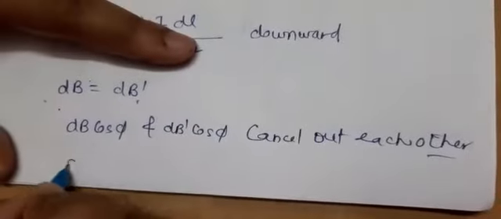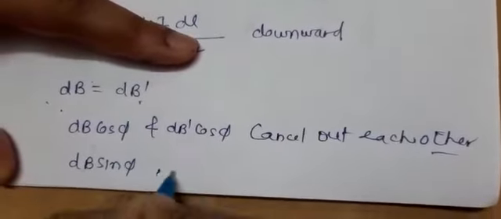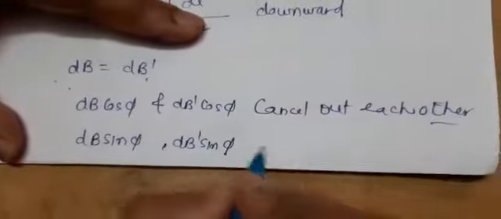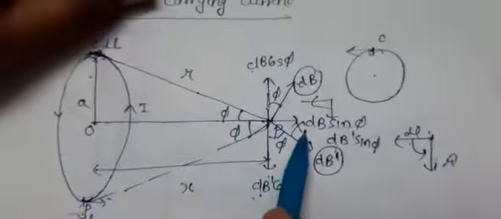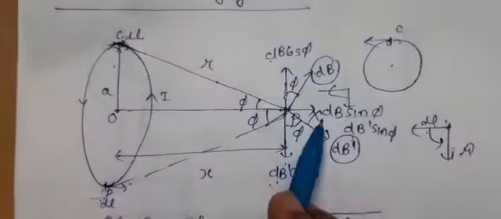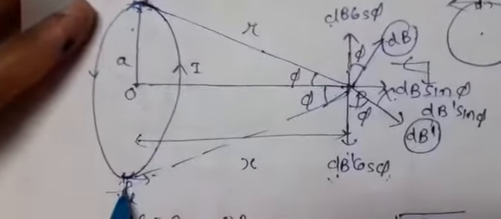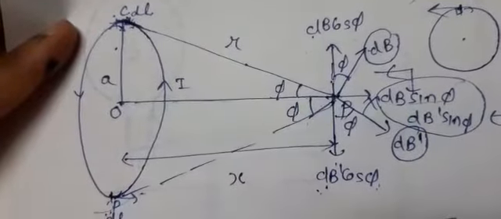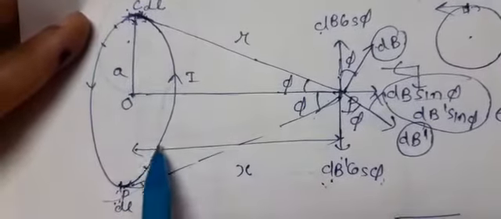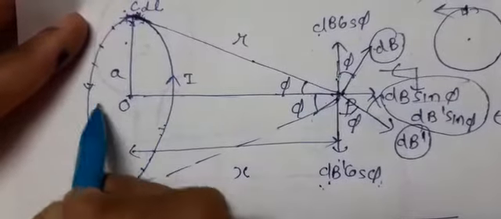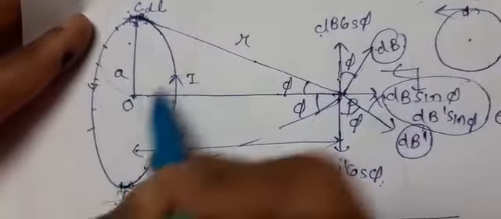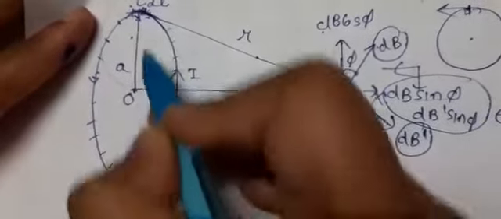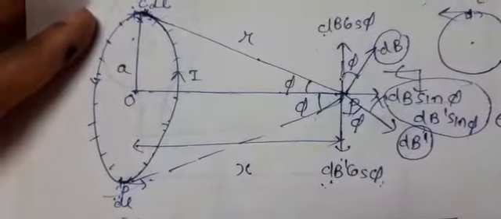So what is the magnetic field left? The one which is added: dB sin phi and dB dash sin phi. This is acting along the x-axis, OX, or along the x-axis. Due to these diametrically opposite ends, we are left with these two components. So if we imagine another pair of diametrically opposite elements, you can see that the magnetic field will be all due to the sine components, and their cos components are cancelling each other.